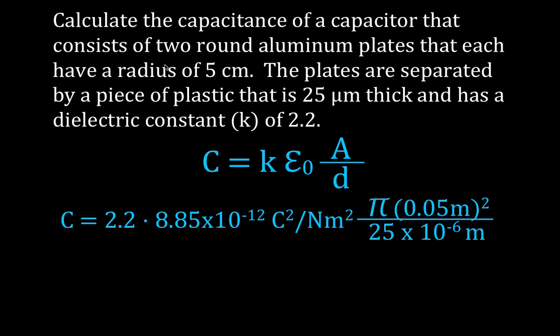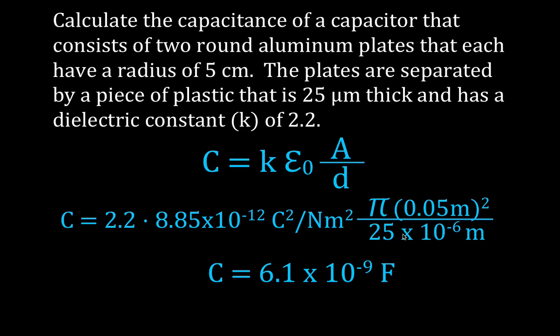The area is, because they're round plates, pi r squared. This is the radius, 5 centimeters is 0.050 meters. Everything has to be in meters squared. Divided by the distance, this is 25, micro is 10 to the minus 6. I wrote 25 micrometers. Everything has to be in meters, so the units cancel properly with our constant of proportionality. And if you multiply this times this divided by this, you get that the capacitance of this capacitor is 6.1 times 10 to the minus 9 farads.